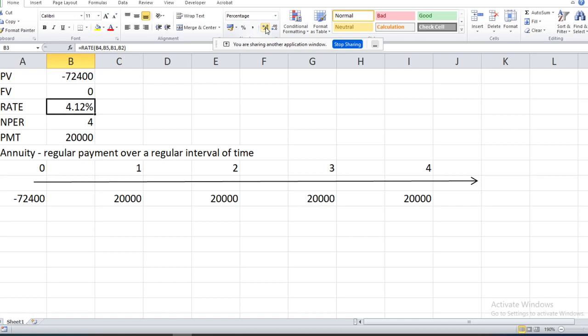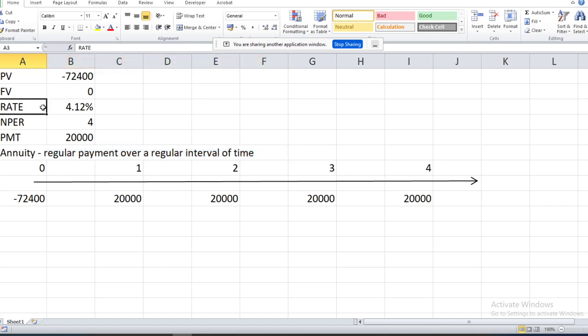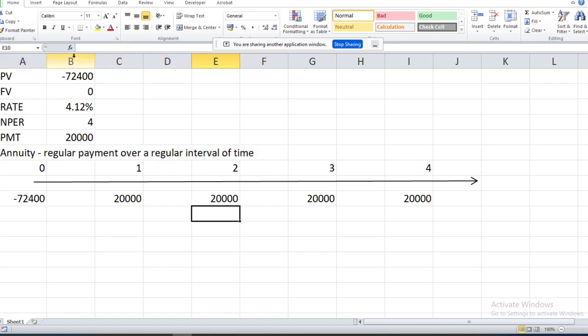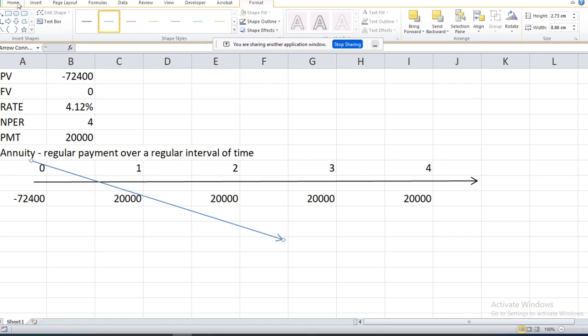Okay. So of course, for your exams, 4 would be incorrect. 4.12 would be correct because we want to have precision. Okay. So that is generally what is an annuity and an example of calculating a rate for an annuity of 4 years. Okay. But there are 2 kinds of annuities. There is one kind of annuity over there, another kind of annuity over there.